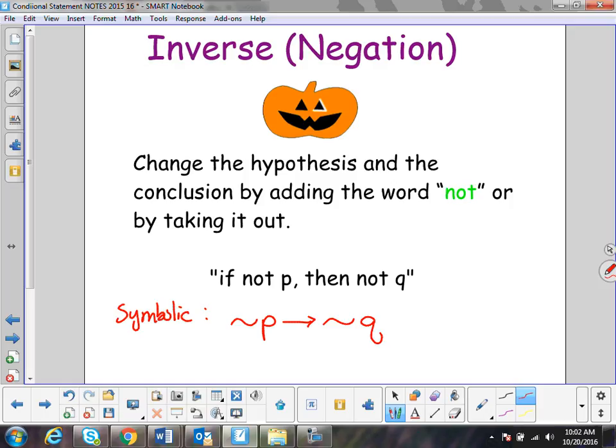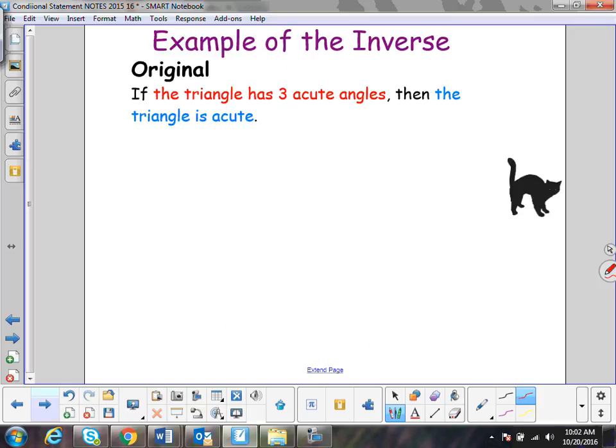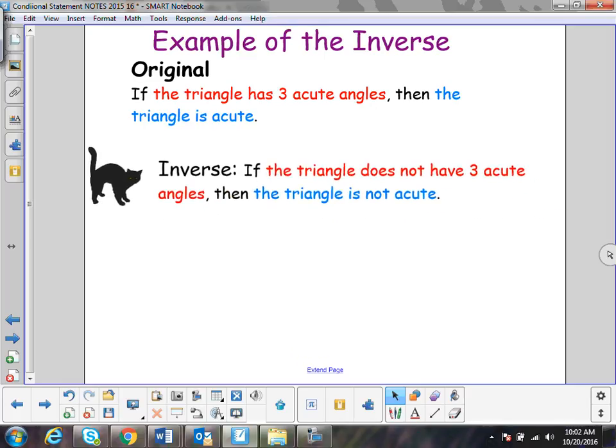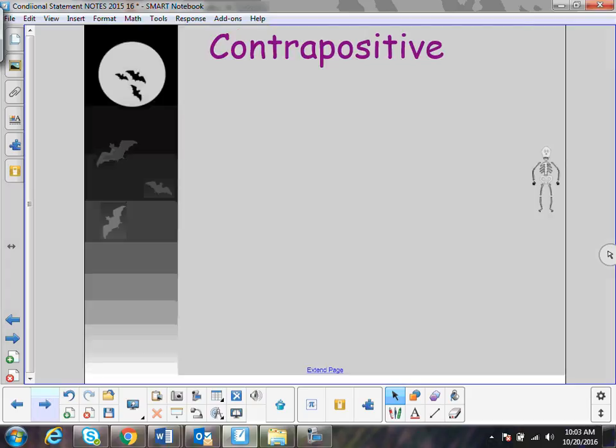The next one is number 15. Okay. So if that was our original statement, what's the inverse going to sound like? There you go. And you can use a word like isn't. Okay, you don't have to say not. You can use your English vocabulary skills. But you can say the triangle does not have 3 acute angles, and the triangle is not acute. Okay. All right, good.